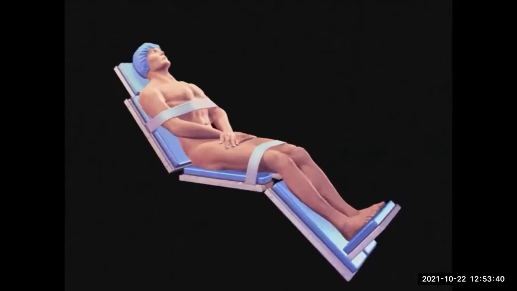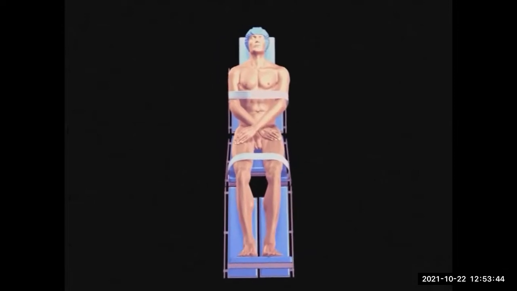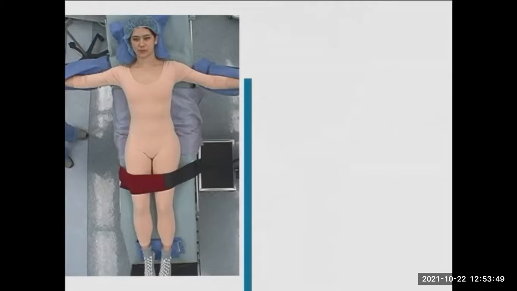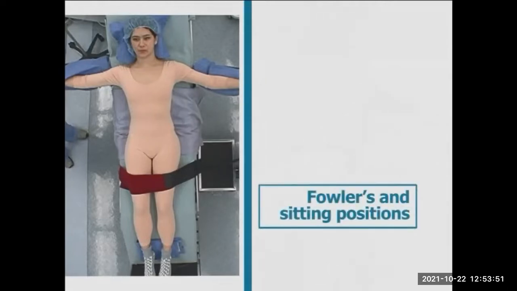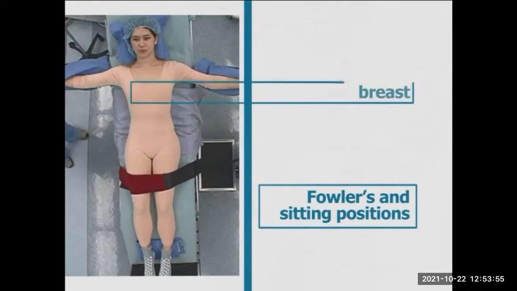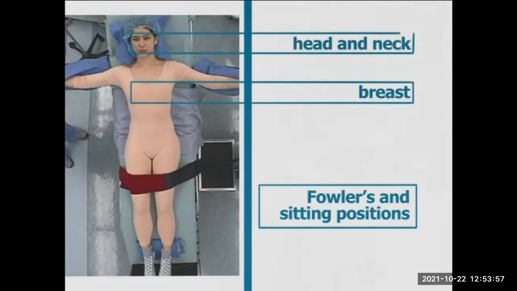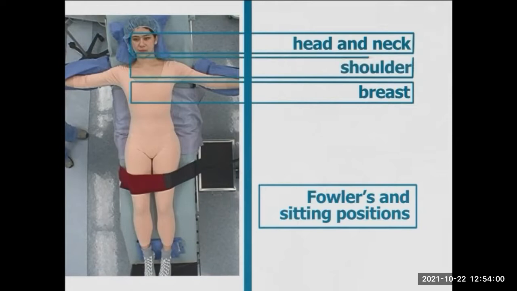Fowler's position is a modification of the supine position where the leg section of the table is lowered and the body section is elevated. Body regions that may be accessed with the patient in the Fowler's and sitting positions include breast, head and neck, and the shoulder.